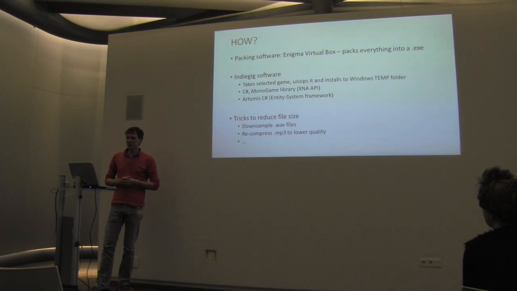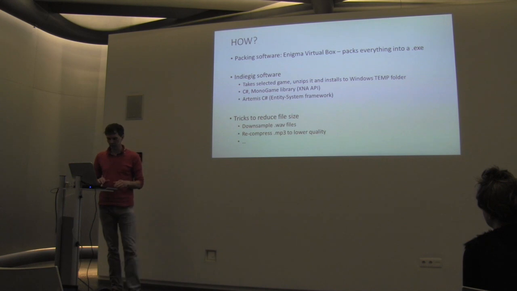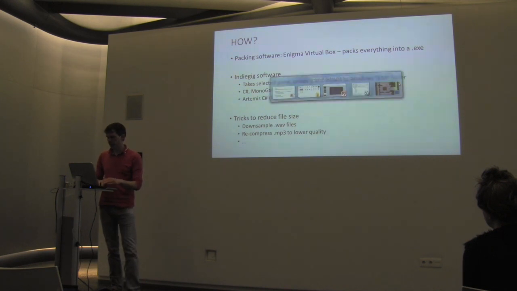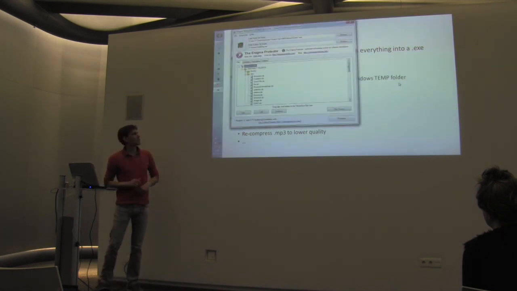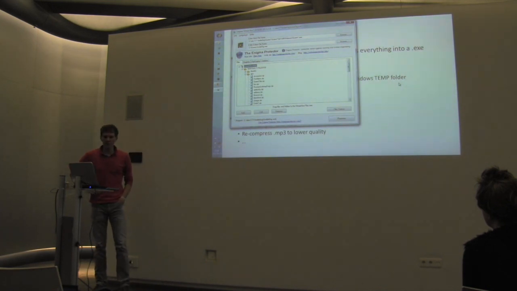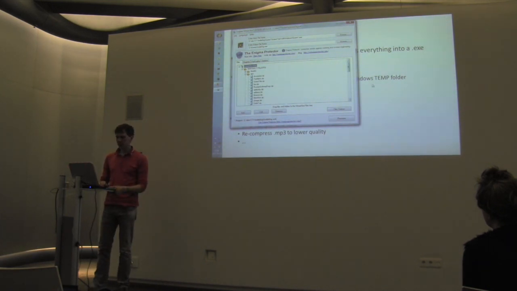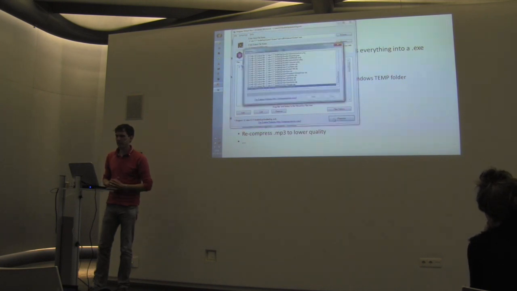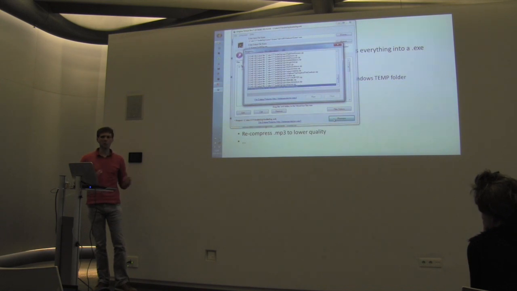So there's also the how. There is this software I use, Enigma Virtual Box. It allows you to pack everything in a single executable file. This is how it looks, quite a simple interface. Here you put in the bin of files you want to pack in a single container. Here are the zips for all the games that are in here at the moment, some DLLs and the exe file. And if you click process here, it starts to pack these files in a single collection.